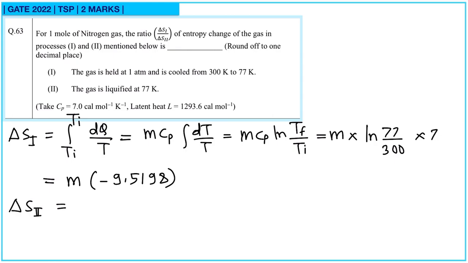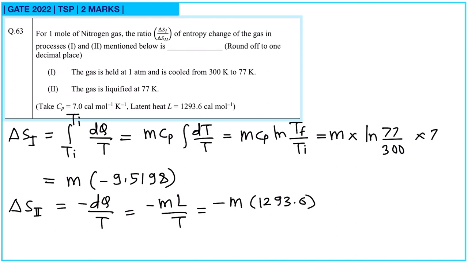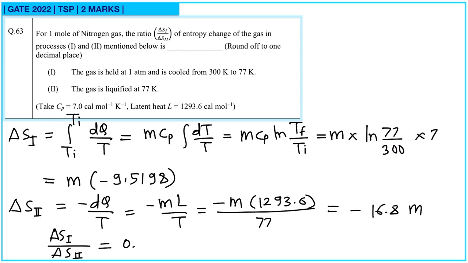Then delta S2 is when the gas is liquefied at 77. So this will be equal to minus of dQ by T, which is minus m L by T, where L is 1293.6 calorie per mole and the temperature is 77. So this is minus 16.8 into m. So delta S1 upon delta S2 is the ratio of these two, which is 0.566, and which is roughly equal to 0.6. So rounding off to one decimal place, it is 0.6, and the answer given in the answer key is 0.5 to 0.7.